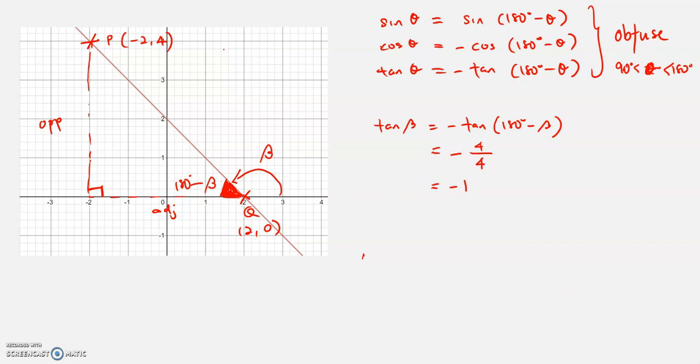If we use our calculation for the gradient of line PQ, let me call this set 1 and this set 2. I will have y1, the y-coordinate of set 1, minus the y-coordinate of the second set, over the x-coordinate of the first set, minus the x-coordinate of the second set. This will give me 4 divided by negative 4, which is also negative 1.